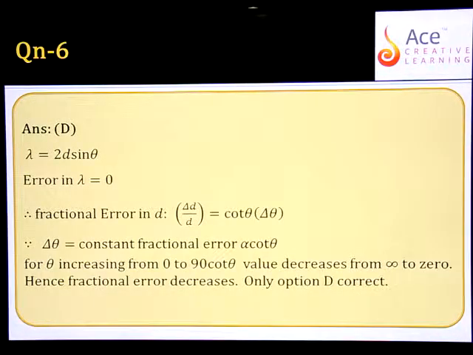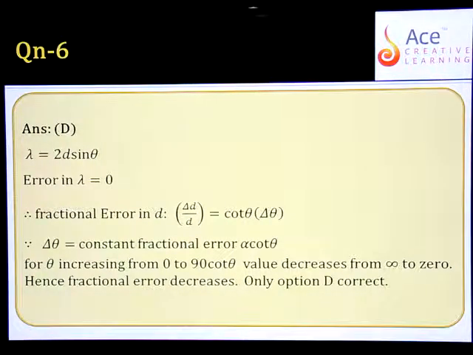The correct option is option D. So lambda is 2d sin theta. There is no error in the measurement of lambda. So when you calculate the fractional error in d, it turns out to be cot theta delta theta. But delta theta is the absolute error and it is given to be a constant in the problem. So fractional error is proportional to cot theta.